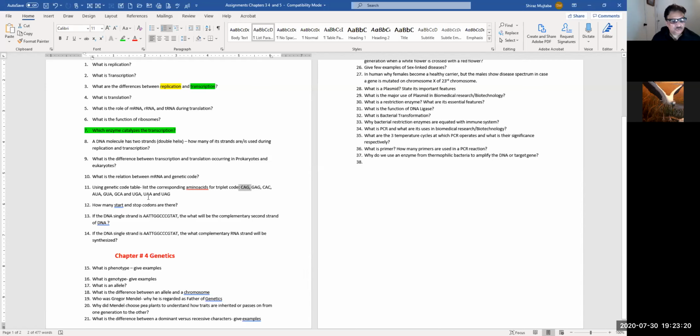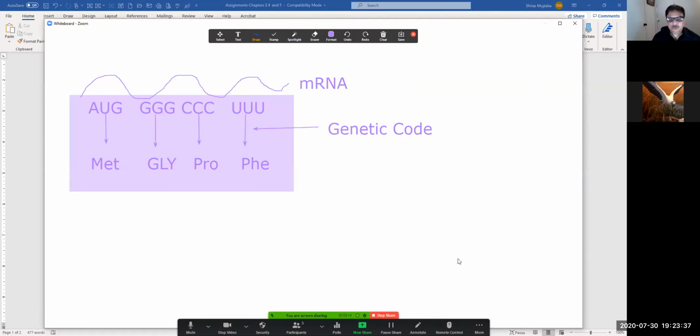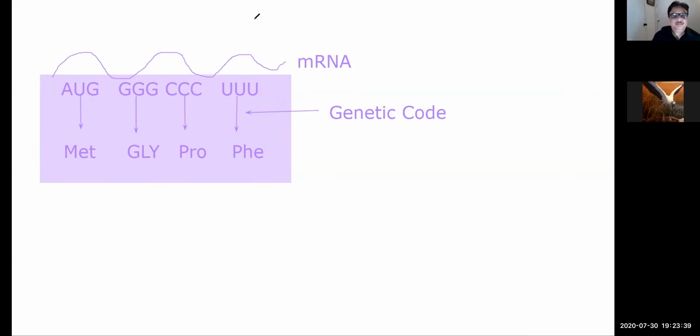So these triple nucleotides, now I would like to place emphasis on three nucleotides here: UGA, UAA, UAG. So let's say this is the mRNA molecule. This is an mRNA molecule.